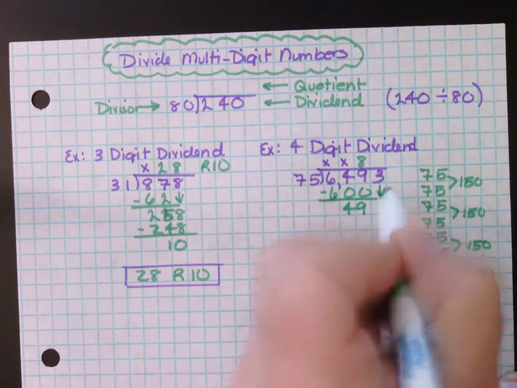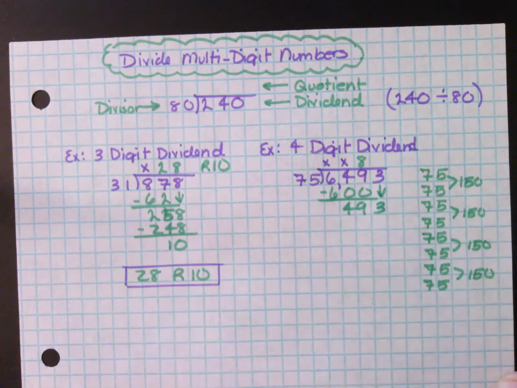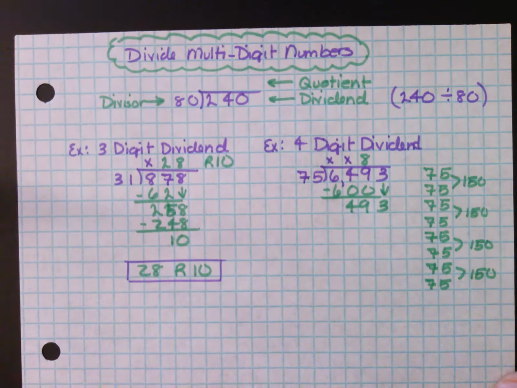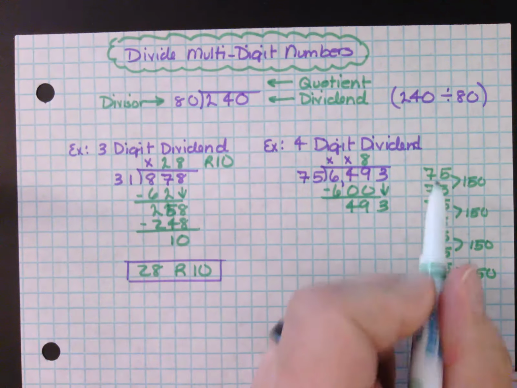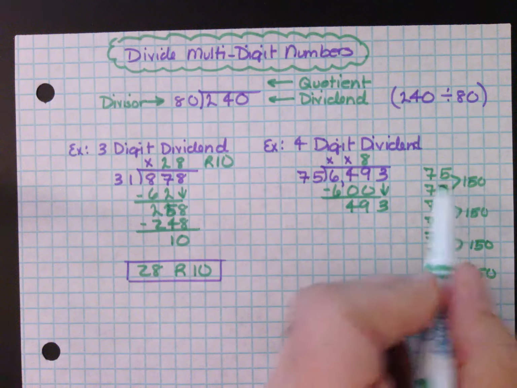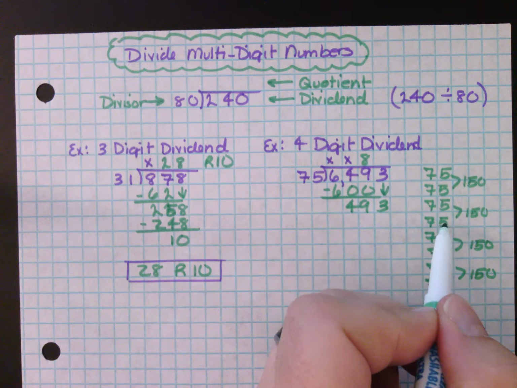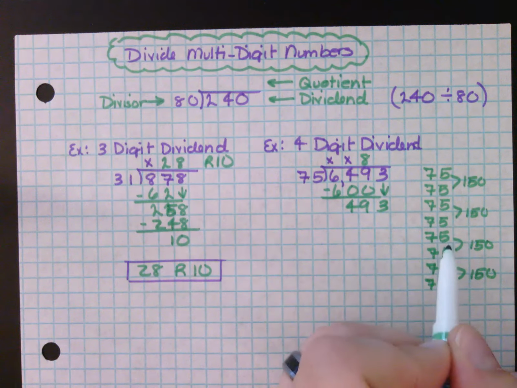I can bring down the 3 because 49 is smaller than 75. So 75 cannot go into 49 evenly. And now I can repeat the process. But this time I have all the work done. So this is 300 for 4 of them. 450 for 6 of them.